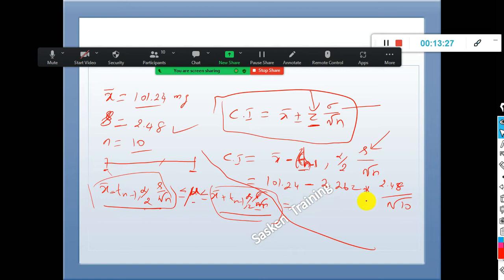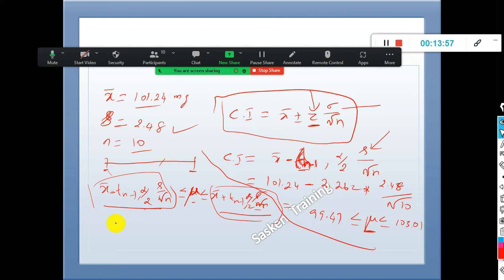So with that you can say the true population mean falls anywhere between these two values. That's it. If you solve this one, you will get the lower bound 99.47, and the upper bound you will get 103.01. You can use your calculator, and if you solve this one, you can see this is t with n minus 1. Okay, ideally I should write it neatly. So the population mean falls anywhere between these two values.